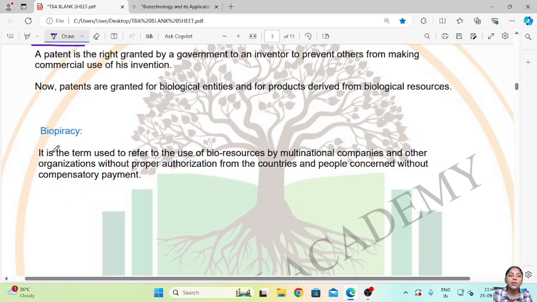What is biopiracy? It is the term used to refer to the use of bioresources by multinational companies and other organizations without proper authorization from the countries and people concerned, without compensatory payment.